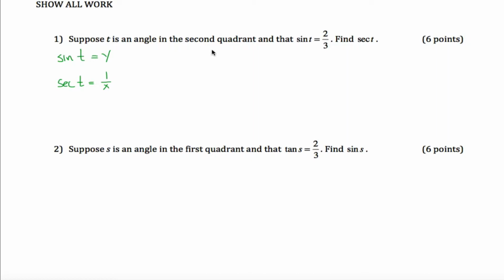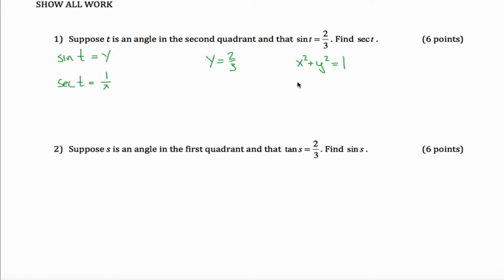So we're given that y equals 2/3, and we're asked essentially to find x, because if we could find x, then we flip it upside down and get 1 over x. How are you going to figure out x if you know y? Well, we have the Pythagorean identity. At this point it's the equation of the unit circle, which later turns into the Pythagorean identity: x squared plus y squared equals 1.